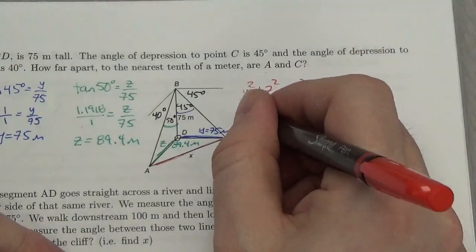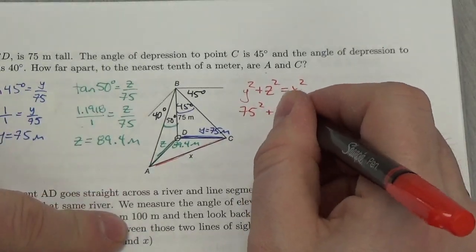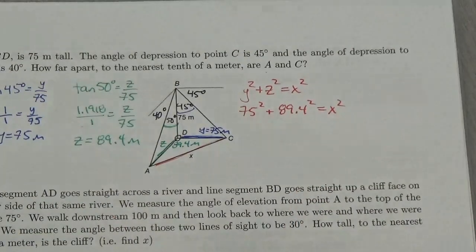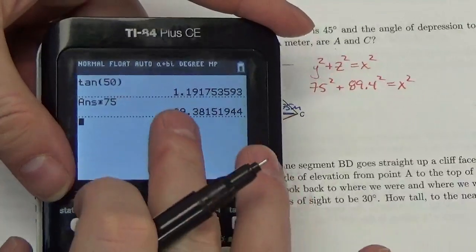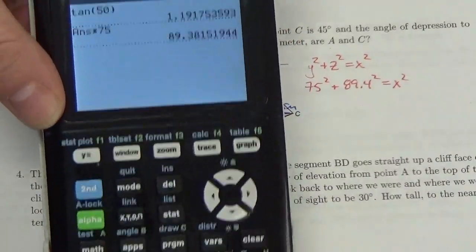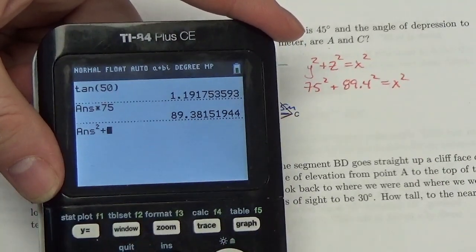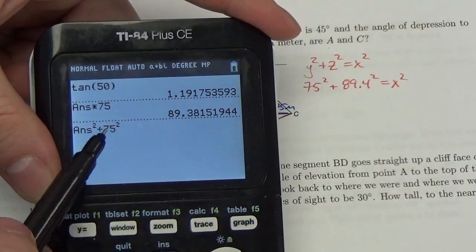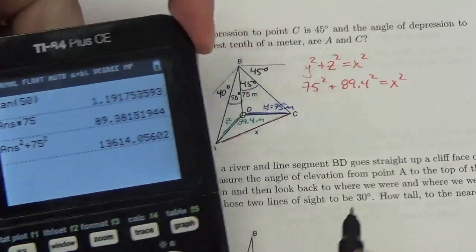So y was 75 squared plus z, which will be 89.4 squared, is going to equal my x squared. Now I can do this all in one step on the calculator. I'm fairly confident in that. I can take this number right here and square it. I'm just going to press the square button, and the calculator knows it goes back, takes this, and squares it. I'm going to add to that 75 squared. I'm really happy that that number turned out to be so simple. It was just 75. Press enter, and I get this horrible big number.